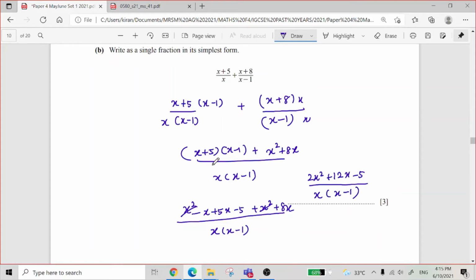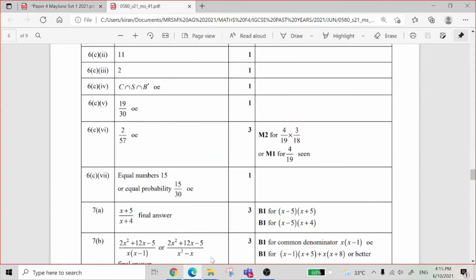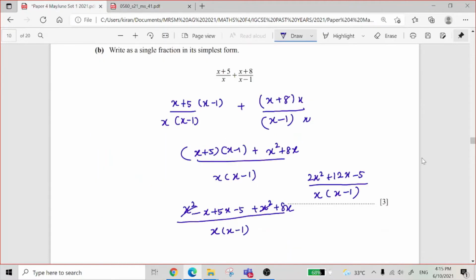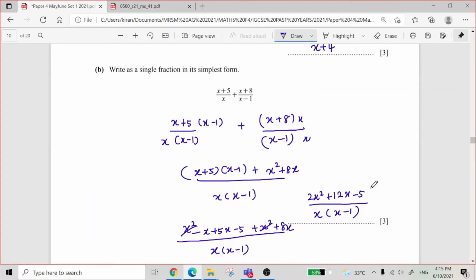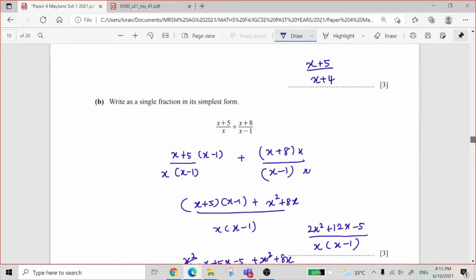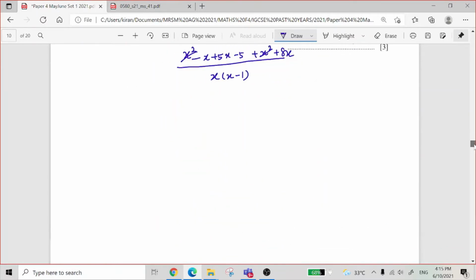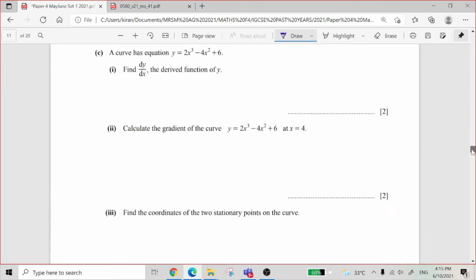Okay, so we get the answer. That's the last answer. Okay, since you have expanded everything and it is already in its simplest form as a single fraction, that is your last answer. Okay, so we go to question C.